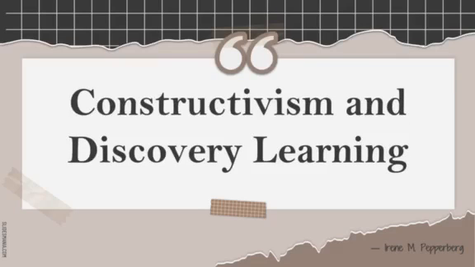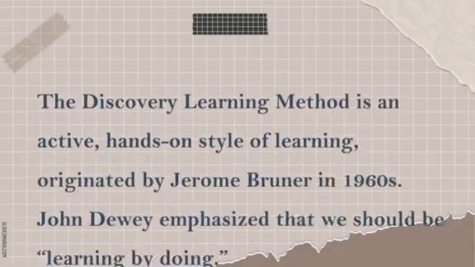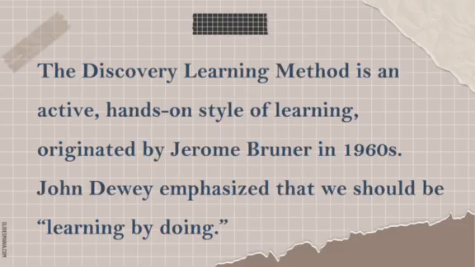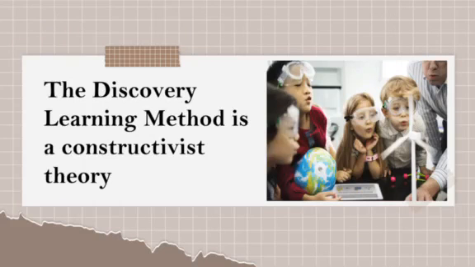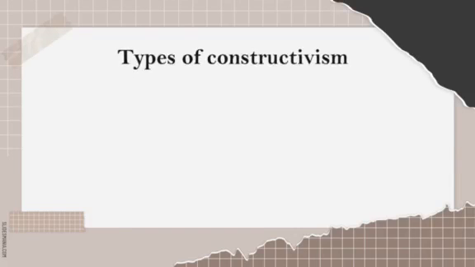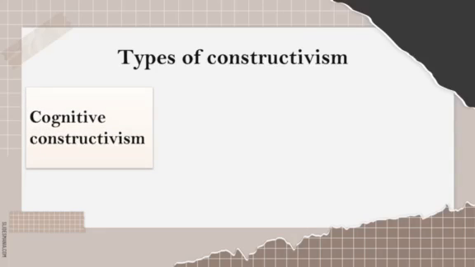Constructivism and Discovery Learning. The discovery learning method is an active, hands-on style of learning originated by Jerome Bruner in the 1960s. John Dewey emphasized that we should be learning by doing. The discovery learning method is a constructivist theory, and there are three types of constructivism. First is the cognitive constructivism. It focuses on the idea that learning should be related to the learner's stage of cognitive development.